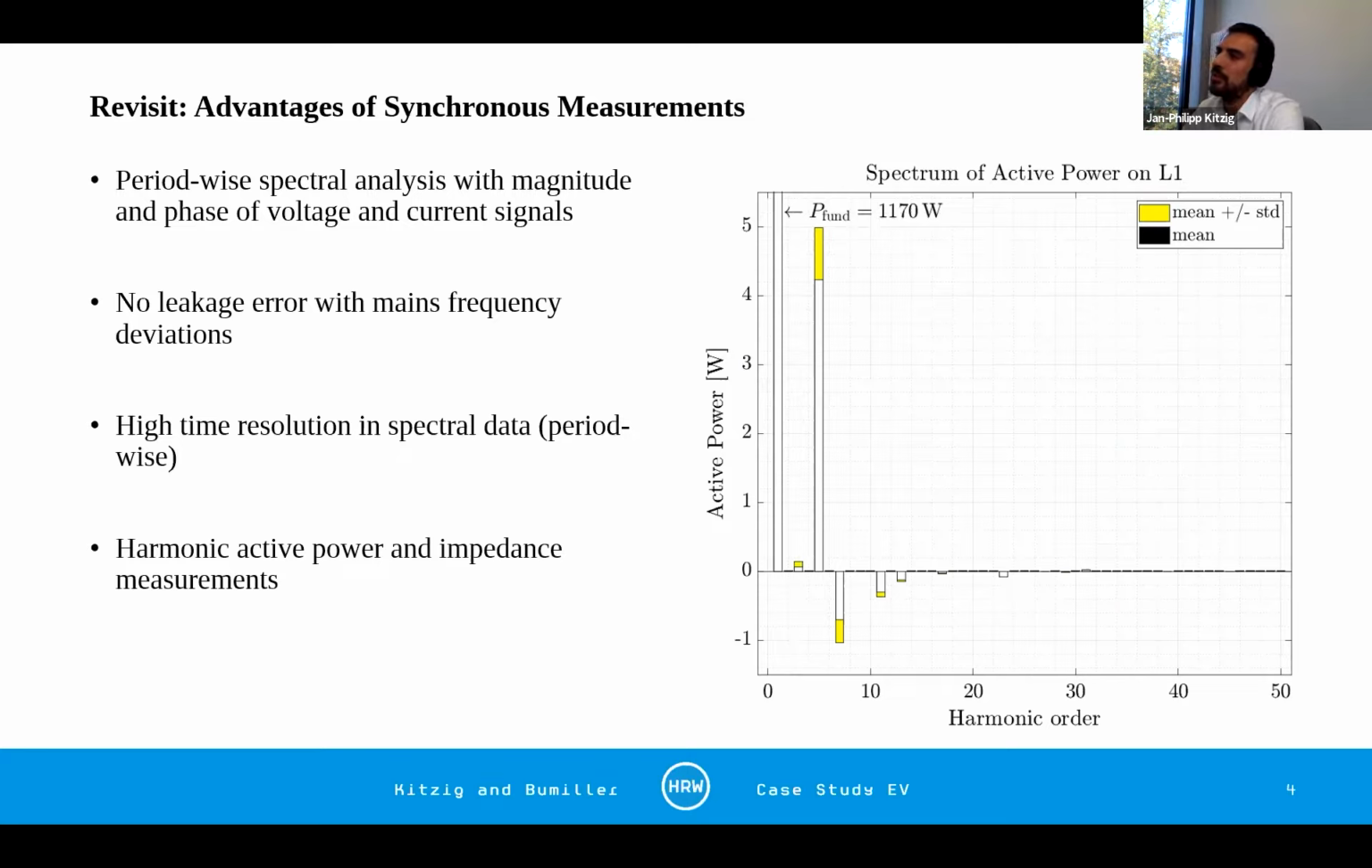In this example, this was the spectrum of the active power on this machine on L1. The great thing is that we can distinguish between positive active power, which is power consumption by the device, and negative active power, which is power injection by the device. So here we have devices that act as a power consumer on the fundamental frequency, for example, but become a power generator on harmonics.